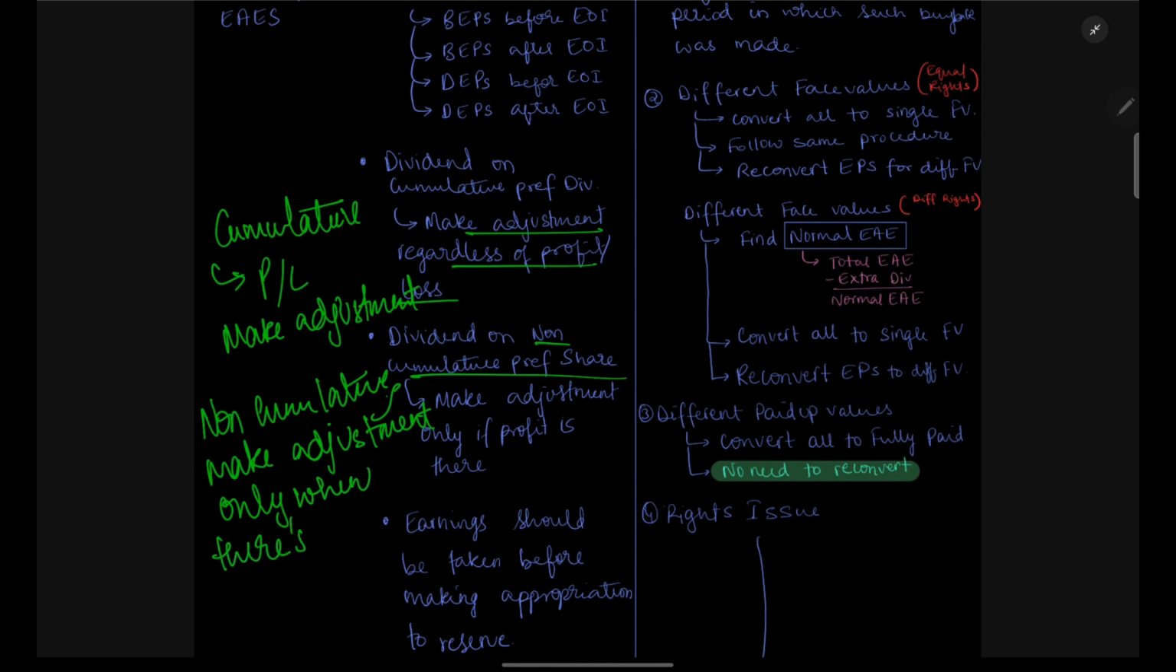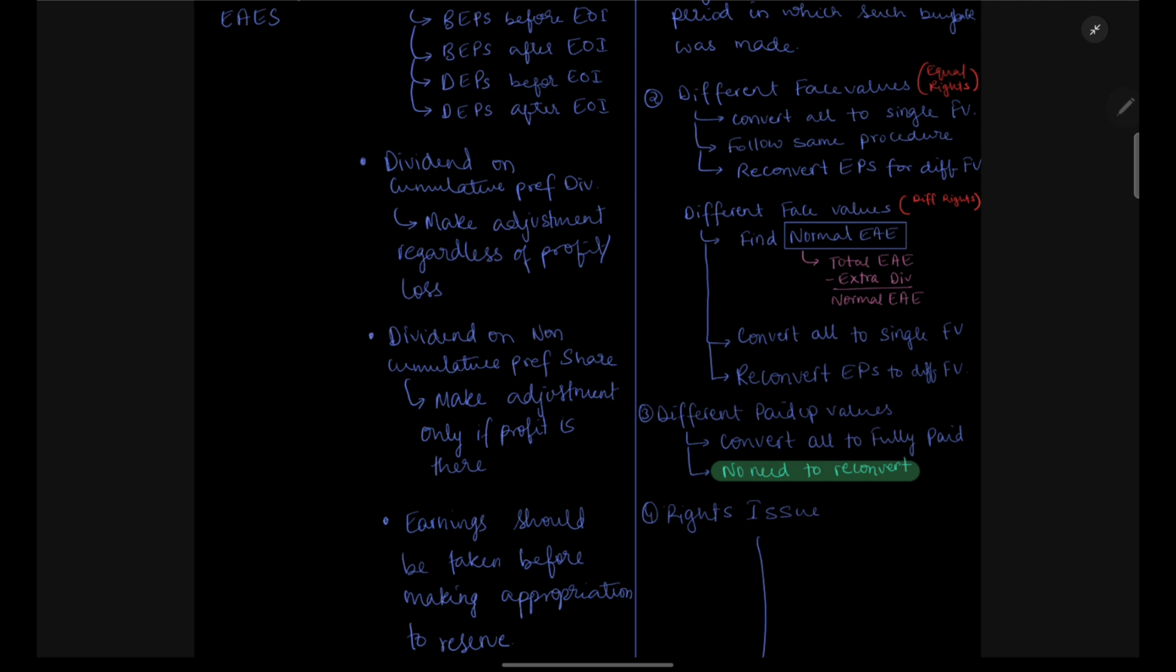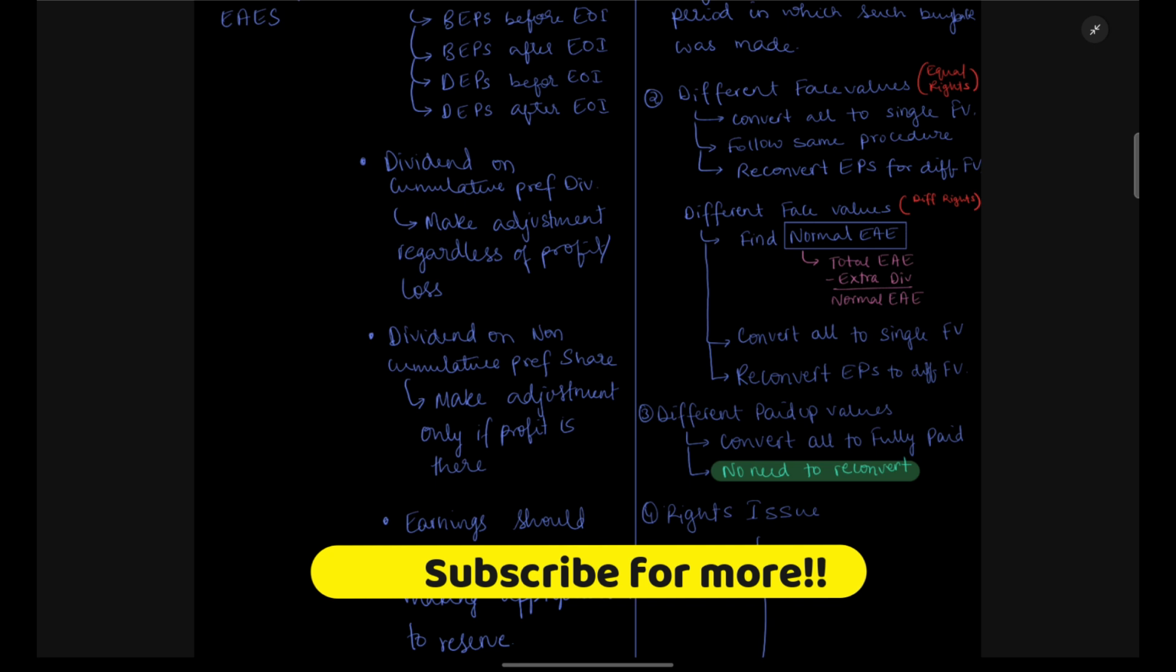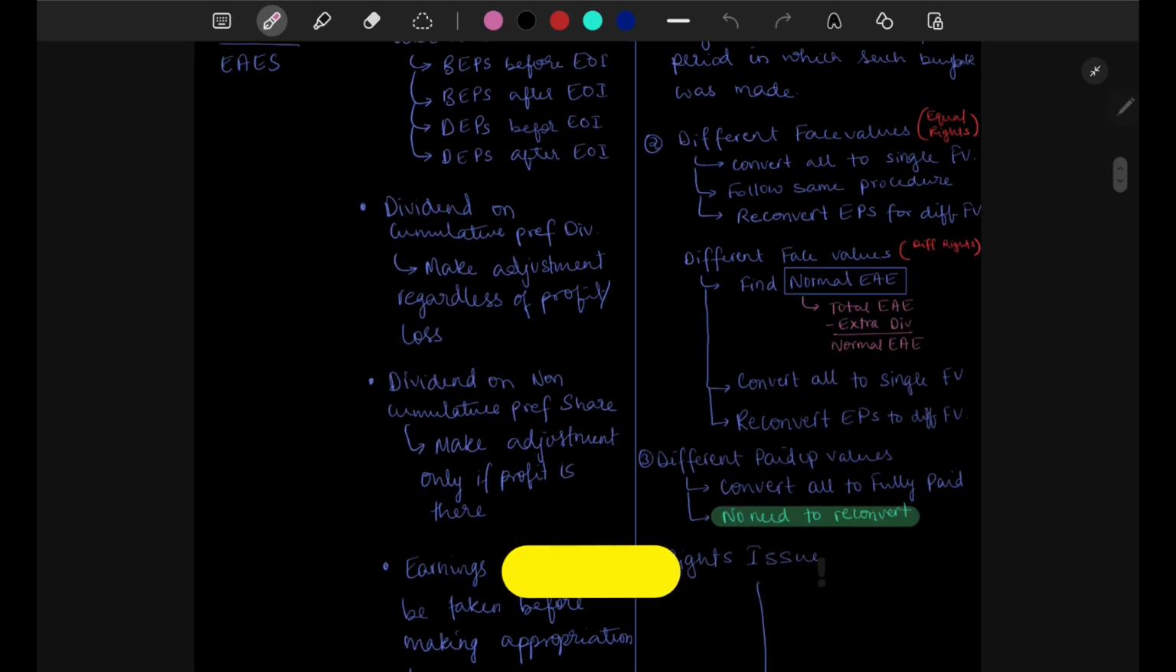Meaning suppose you have earnings per share, earnings available to equity shareholders, and they've given that dividend on non-cumulative preference shares have been adjusted, and there is no profit. Okay, so suppose there is a loss. Suppose I'll just write it. Suppose earnings available to equity shareholders is negative. Let's say minus 1000.